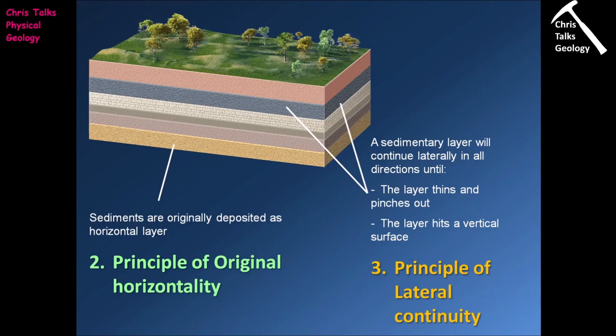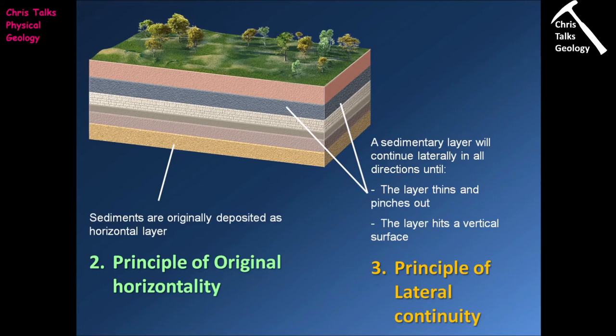And so what the principle of lateral continuity is saying is that we expect this to happen. It's saying that if you follow a layer of sedimentary rock in an outcrop, eventually, if you were to follow it for far enough, it would disappear and pinch out. The other possibility, though, is that your layer of sedimentary rock could actually terminate against a vertical surface. So if you were to imagine a situation where we have a river valley, and obviously either side of that river valley, we have cliffs.